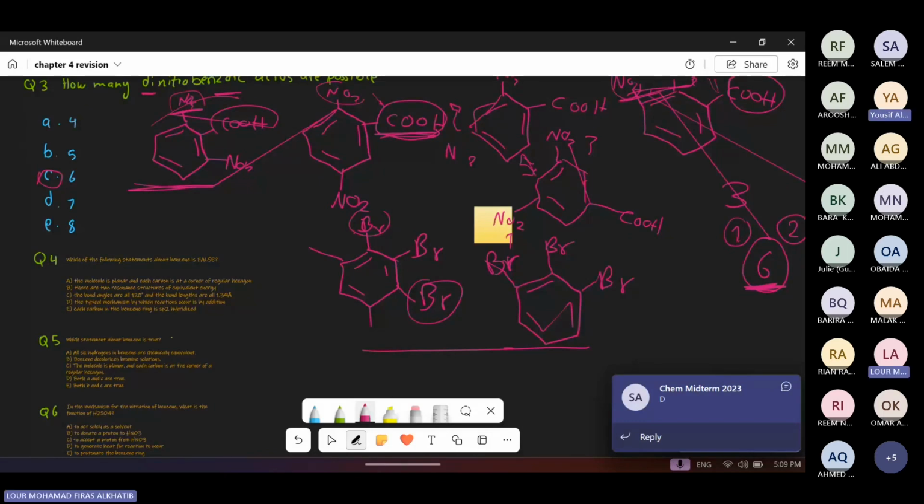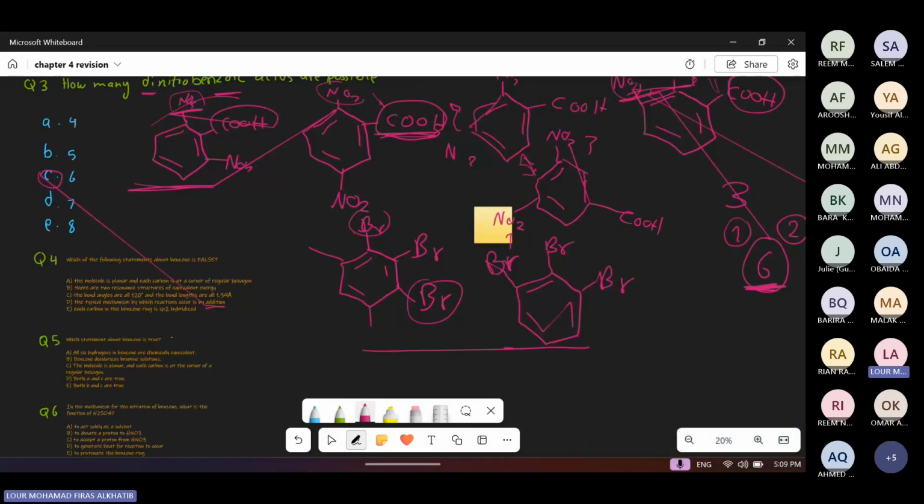What's wrong with D? Addition. Benzene goes through substitution. Sorry. Exactly, substitution. So its reactions don't occur by addition, they occur by substitution. Okay, why do the reactions occur by substitution? Do you guys know?